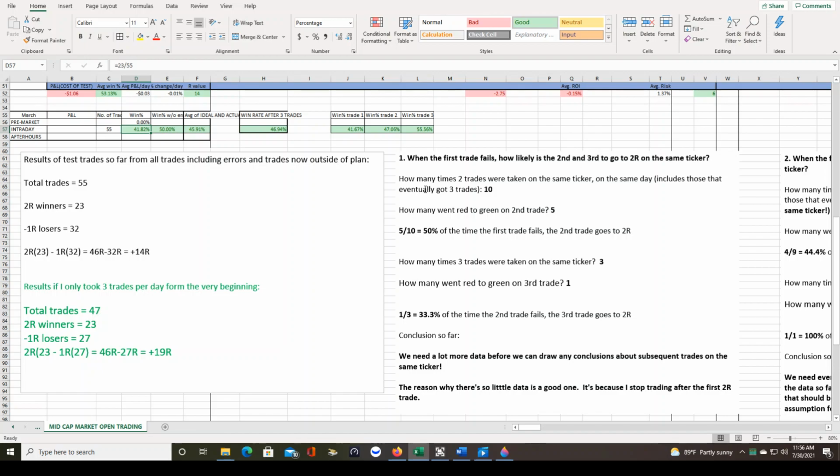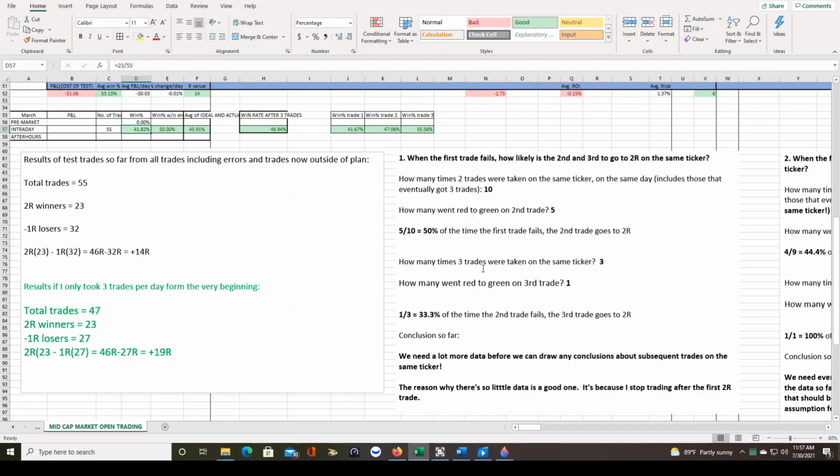So first of all, you have to count up how many times 2 trades were taken on the same ticker, and that's 10. How many of those went from red to green? That means the first trade failed, but the second trade worked out. So far 5. So that's a win rate of 50%. Again, that's above my break-even win rate, so that will be very profitable.